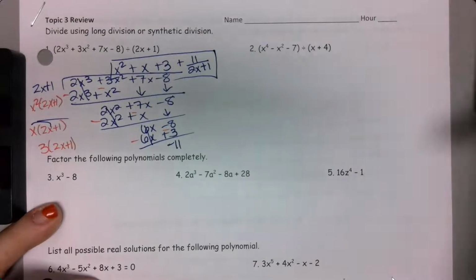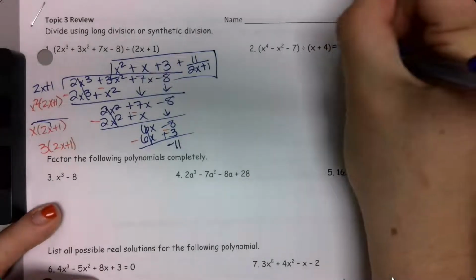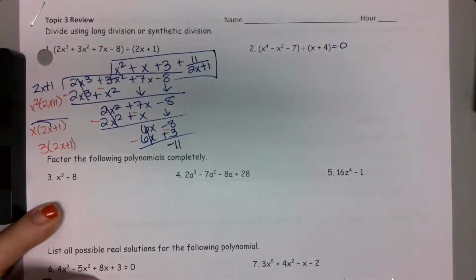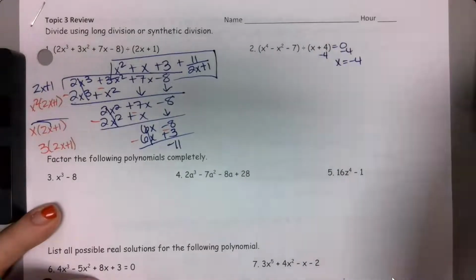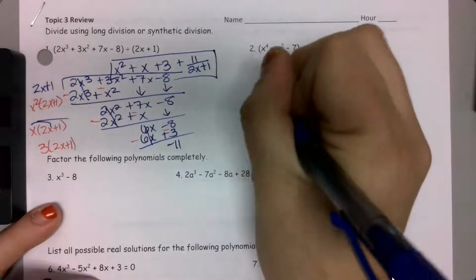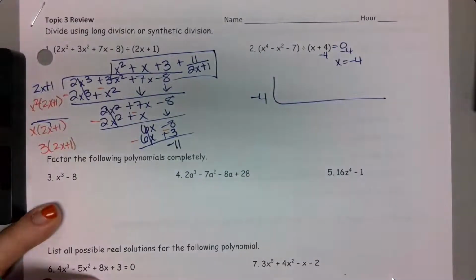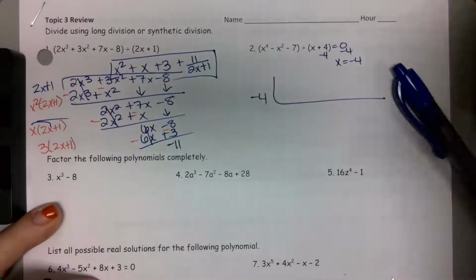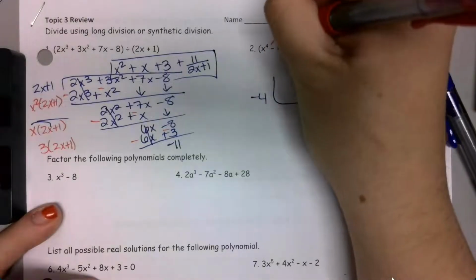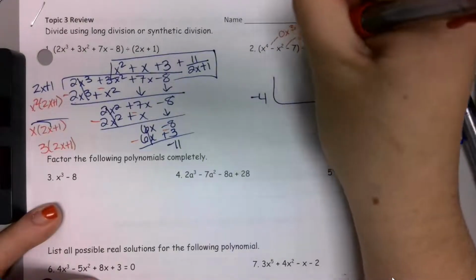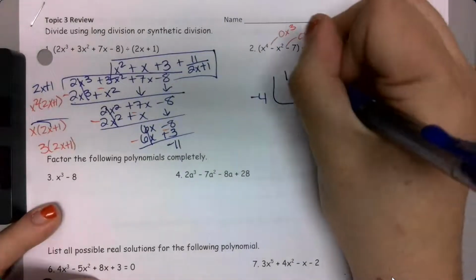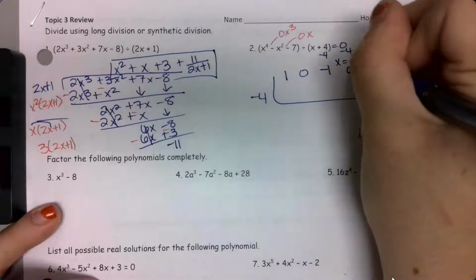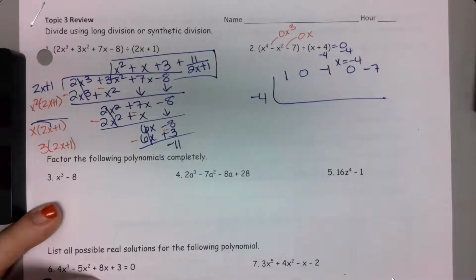On the second one, I'm going to use synthetic division. So to use synthetic division, I want to take my divisor and set it equal to 0. Then I want to solve for x, so I get x equals negative 4. That is going to be the number that goes on the outside. Then on the inside, I want to fill in with my coefficients. But notice, I'm missing an x cubed, and I'm missing an x. So I want to fill in zeros for those coefficients. I have 1, 0, negative 1, 0, negative 7.